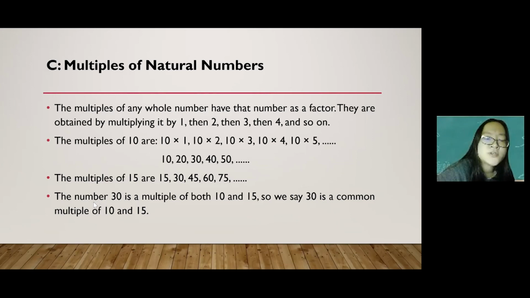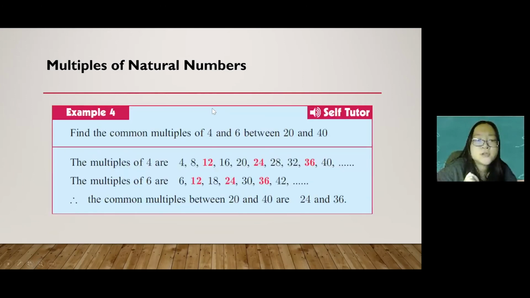And just like how we can have common factors, we can have common multiples. So if a number is a multiple of 2 or more numbers, it is a common multiple of those numbers. So, multiples of natural numbers.